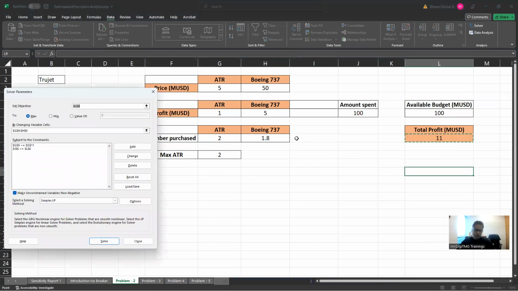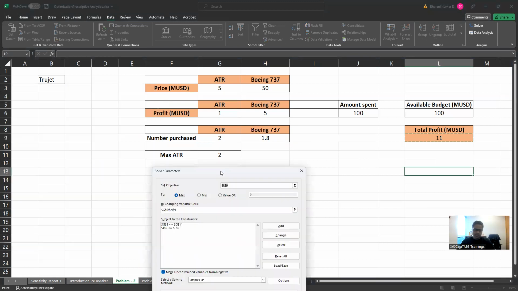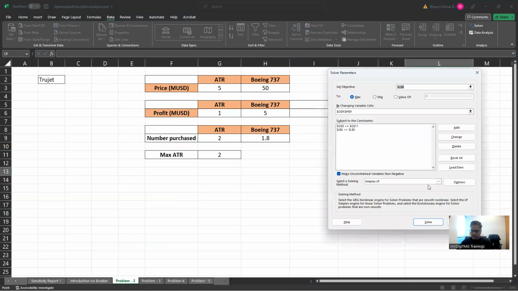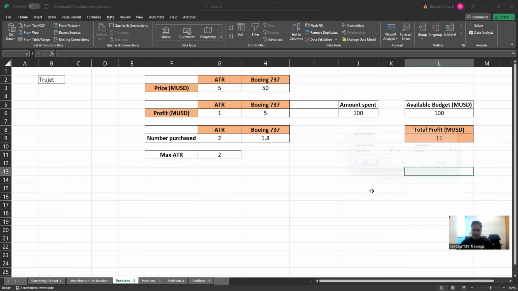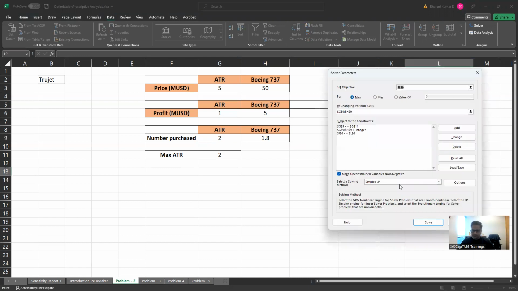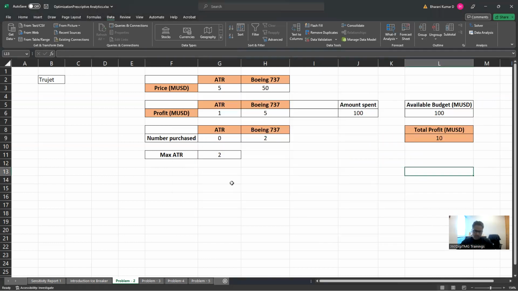So what you are going to do is add another constraint here. That constraint would be to ensure that these two cells are always integers. And click on OK, right? These two should be integers. And then when you try solving it, the answer happens to be this. Okay, the answer is, go purchase two Boeing. That's it.